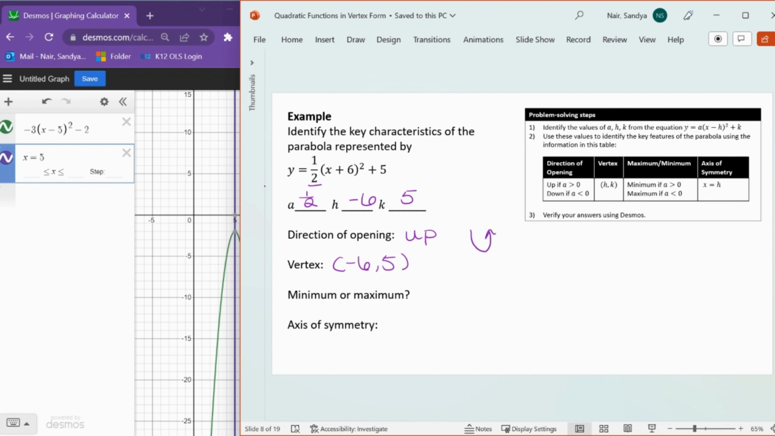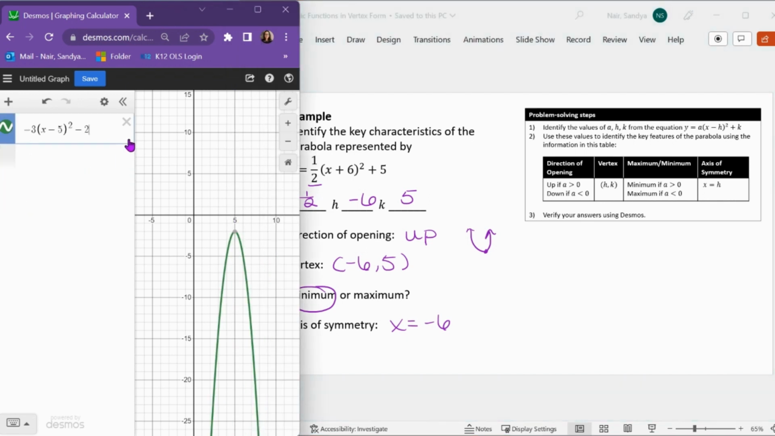Since it opens up like this, the vertex is actually going to be a minimum. The axis of symmetry is going to go through the vertex, so that's going to be x equals negative 6. Let's verify this in Desmos. So I'm going to go ahead and type in this equation. So I have 1/2, and then I have (x + 6) squared, and then plus 5.